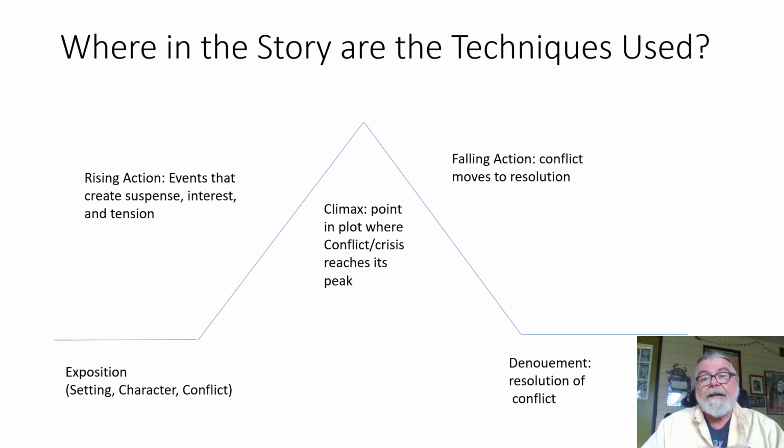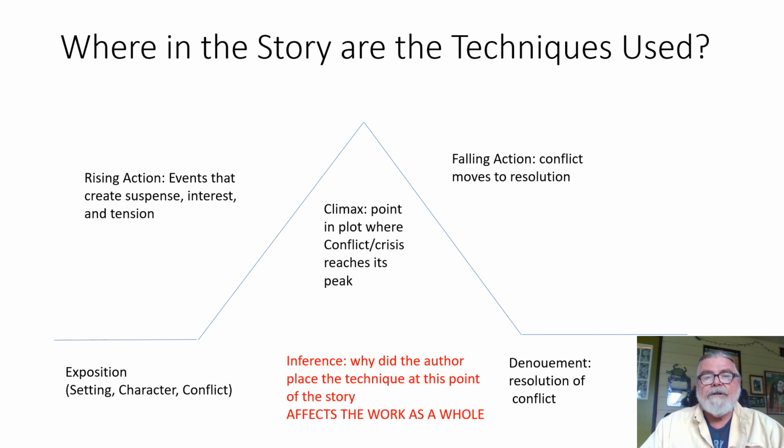Hey, you're outside in the storm. So let's say that is the point. That's the peak. Then we have the falling action. This moves to the resolution and the denouement, the resolution of the particular conflict. At this point everybody dies in King Lear. So where does the author put each individual technique within the framework of the story, and why? So I want to know that.